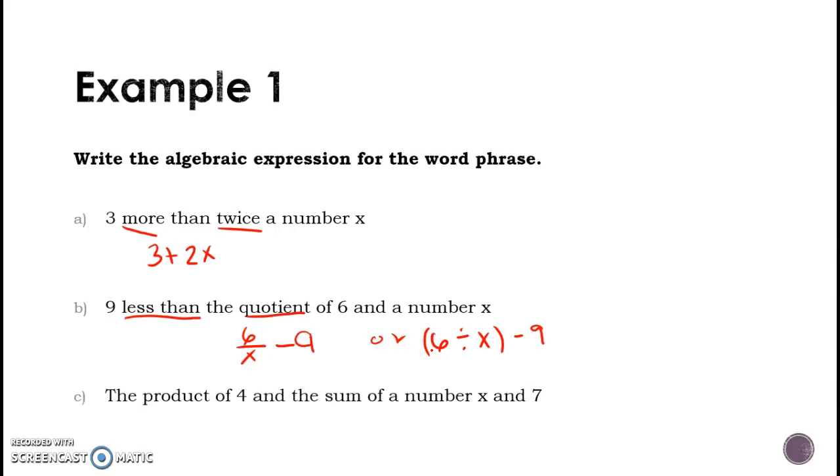Okay, last one on this slide, the product of 4 and the sum of a number x and 7. So product is a key word, and sum. And so product means multiply. So 4, I'm going to use parentheses to indicate multiplication. Sum is addition, so x plus 7. And there's our final answer.